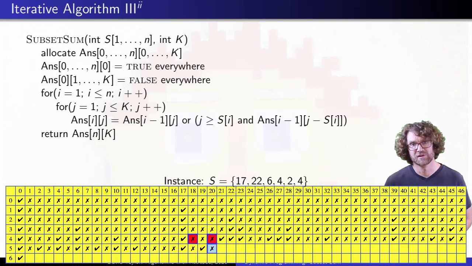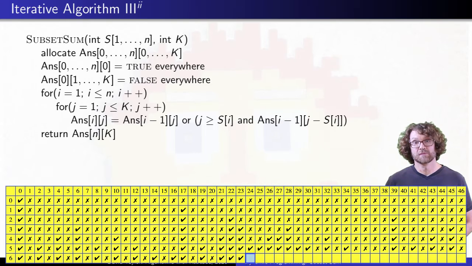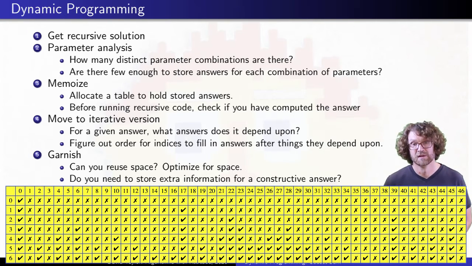It's clear to see why this algorithm is faster than the iterative version of algorithm 2. Here, each table location depends on only 2 others. We have kn table locations, and if you fill them in order, it takes constant time to fill each, for kn time instead of kn squared. Back to our template. Can we optimize space?